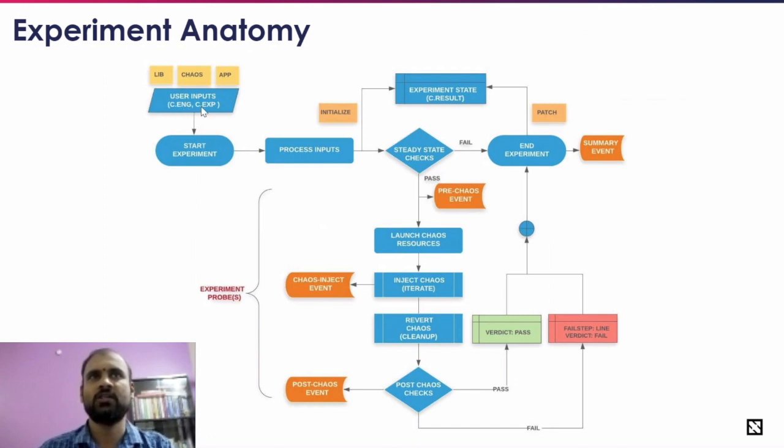The c.eng and c.experiment are nothing but the chaos engine and chaos experiment, which is where your inputs are coming in. And then you run the experiment and you process these inputs and then you patch the experiment result with the right state. In this case, you're going to initialize it and say the experiment is just getting started, it is running. Then you're going to perform the steady state checks. And at each stage, you're going to see these events created. And since we ran the experiment right at the beginning of this session, you've seen these events that got created.